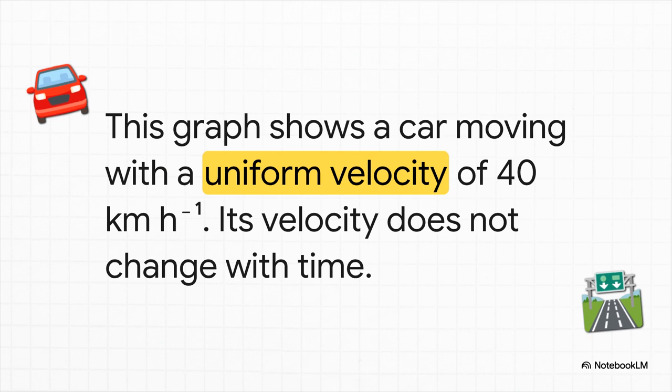So if you look at this graph, the car's story is super simple. Steady as she goes. The line is just flat at 40 kilometers per hour. That car is on cruise control, no drama, no speeding up, no slowing down.